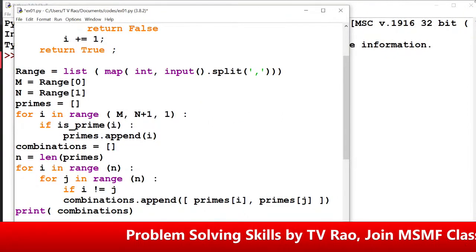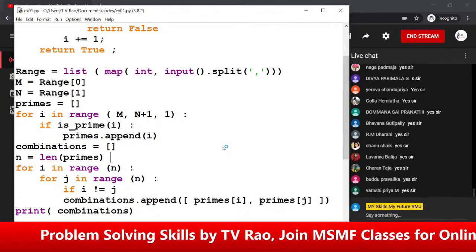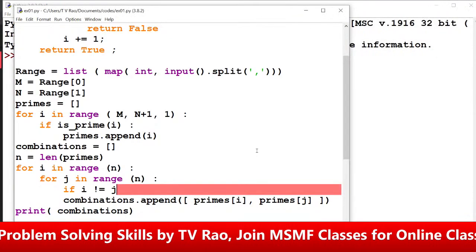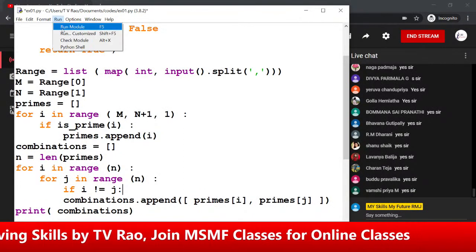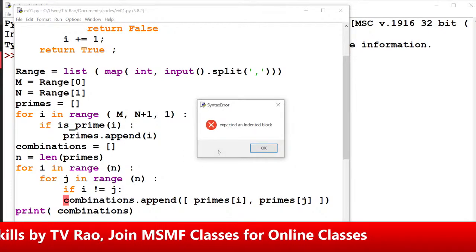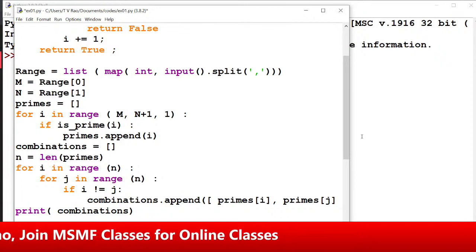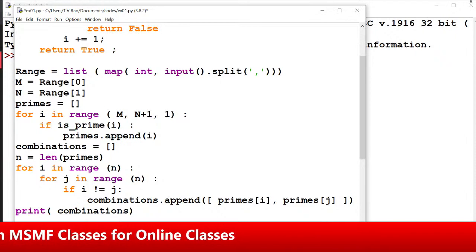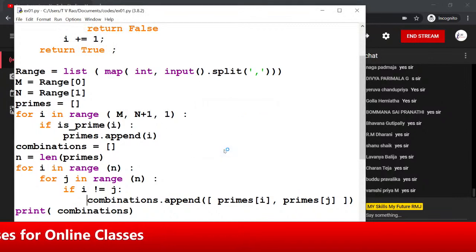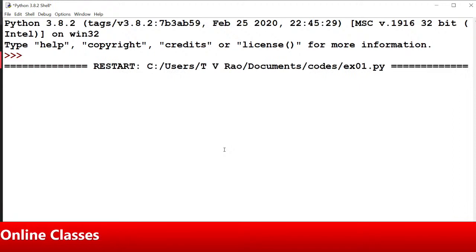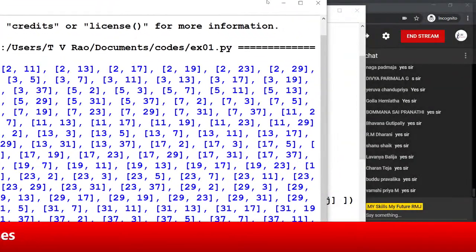No colon required here. Now, here colon is required. After if, I forgot to give indent. Now let us run it and see. (1, 40). So these are all different combinations. Okay. Is this clear?